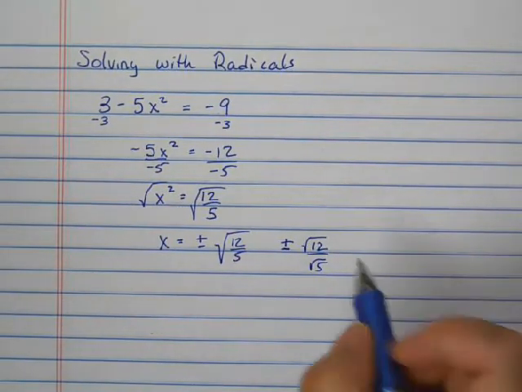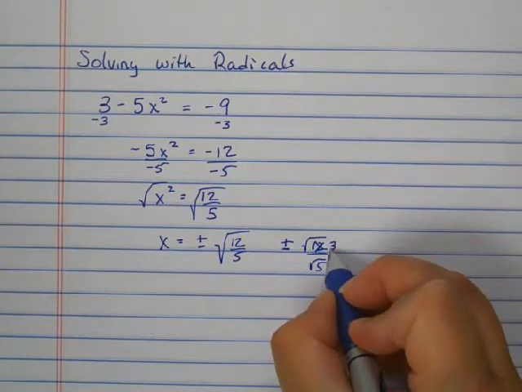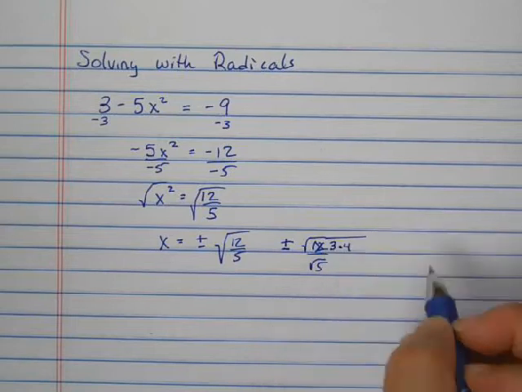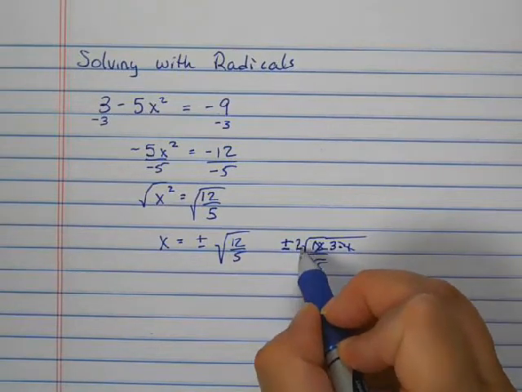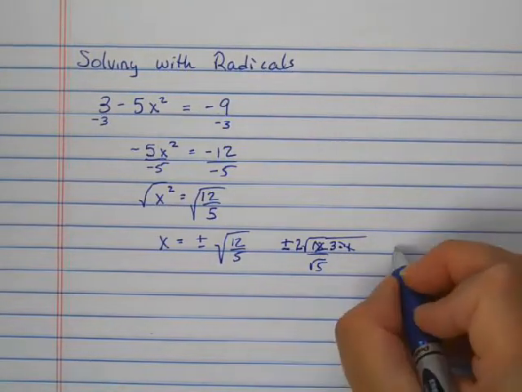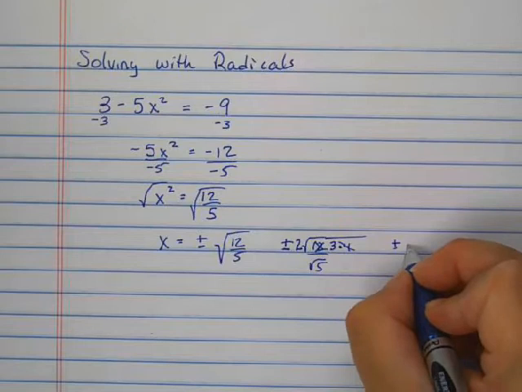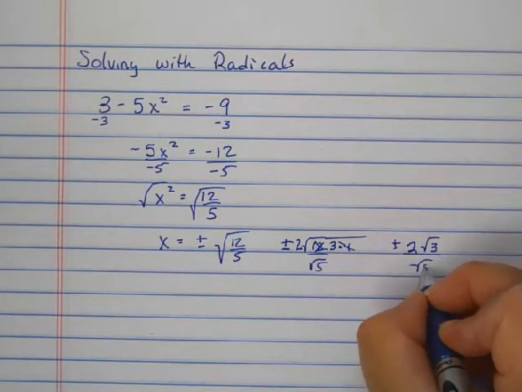And I noticed that 12 will simplify, so I'm going to do that first. 12 is the same thing as 3 times 4. And the square root of 4 is 2. And notice the 2 goes right in front of the radical. So here's what I have right now. Plus or minus 2 square root 3 over square root 5.